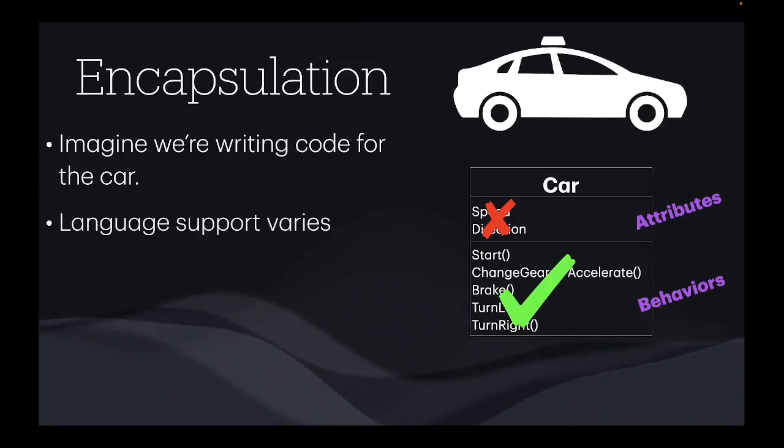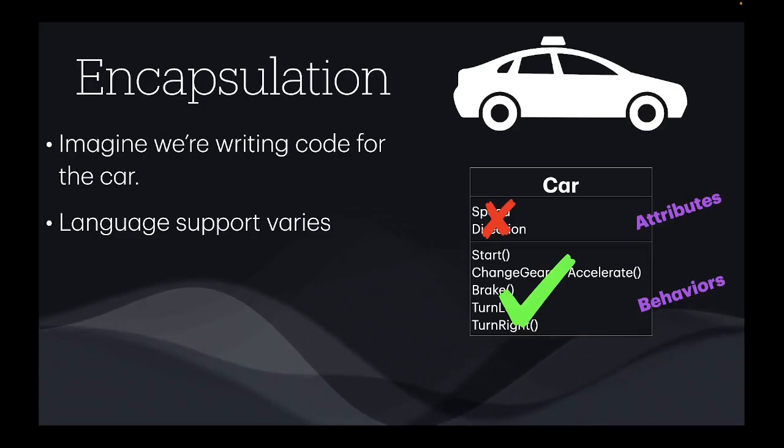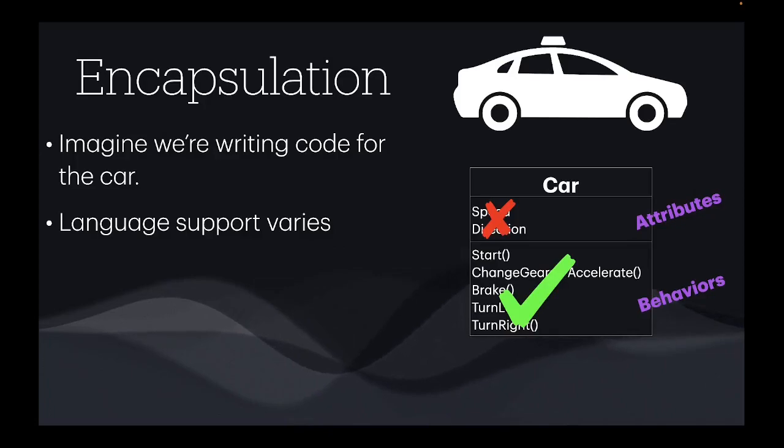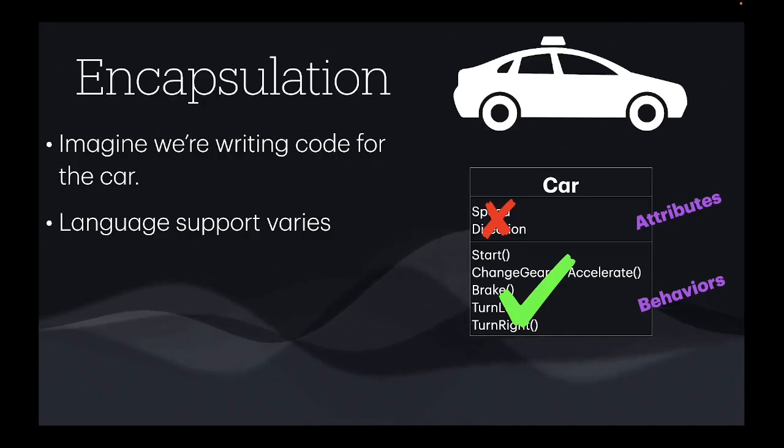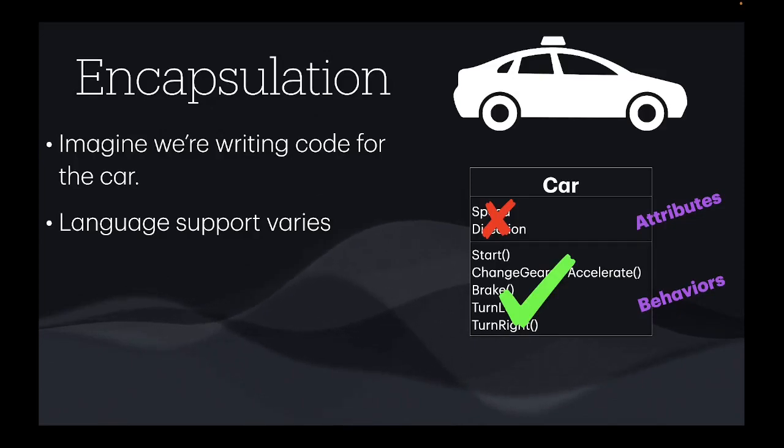Now, the support for object-oriented programming is different across different programming languages. Some languages have really strong object-oriented programming support and some not as strong, especially with encapsulation. So if I'm working in what I would consider a strong OOP language like Java or C#, those languages provide a keyword called private that allows me to set up encapsulation very easily. I can say that the speed variable is private. I can say that the direction variable is private, and the runtime environment will not allow outside access to those.